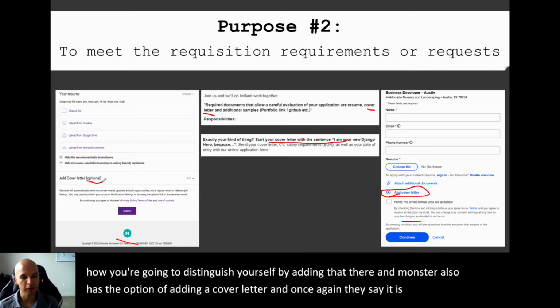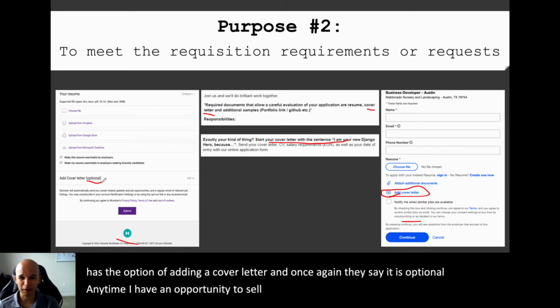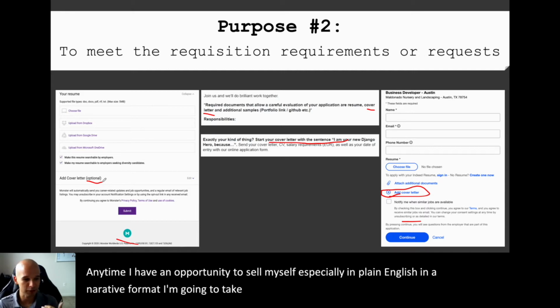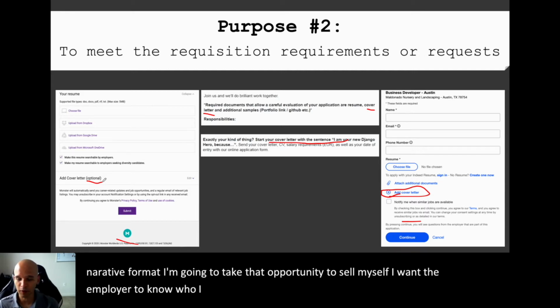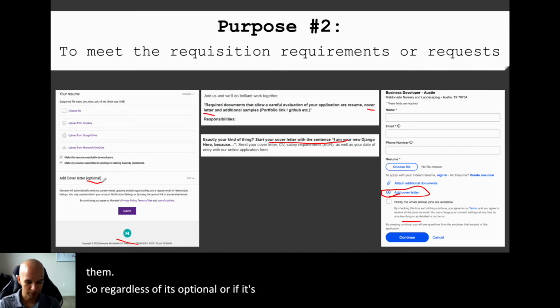Anytime I have an opportunity to sell myself, especially in plain English, in a narrative format, I'm going to take that opportunity to sell myself. I want the employer to know who I am, why I want what I want, what value I can bring to them. So regardless if it's optional or if it's required, you want to have one.